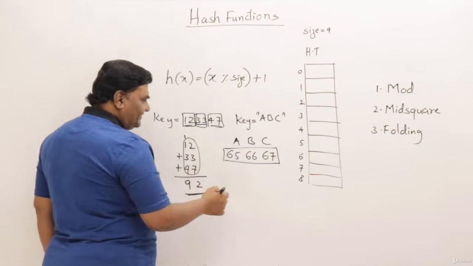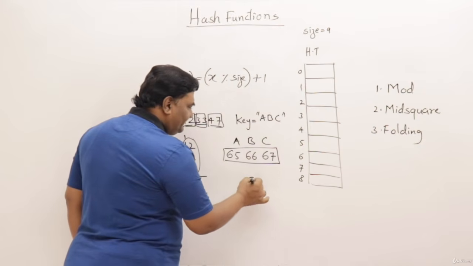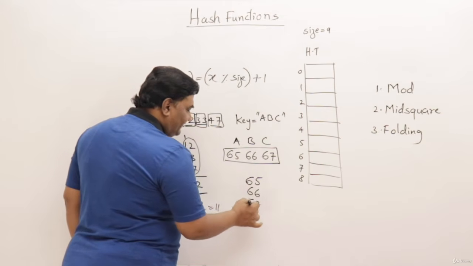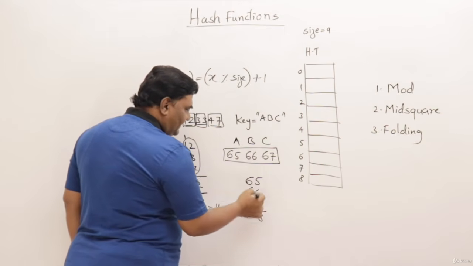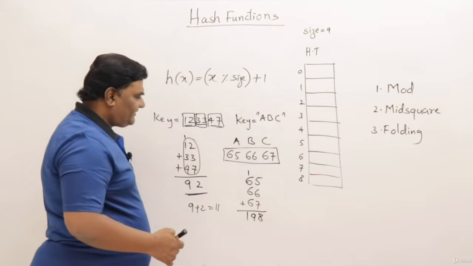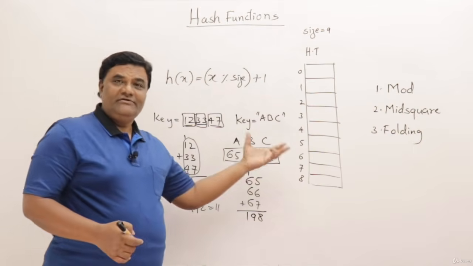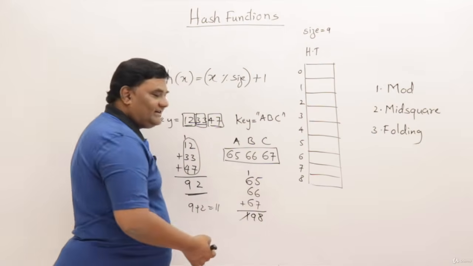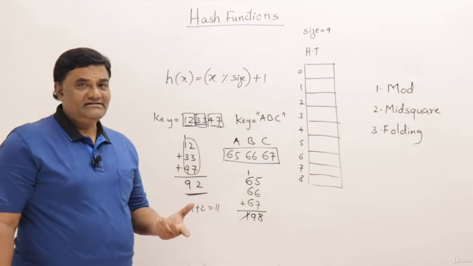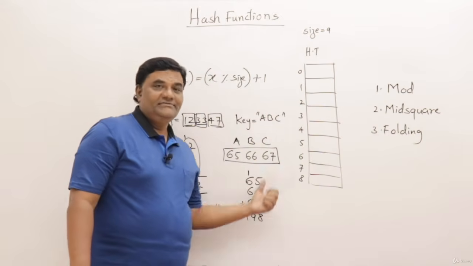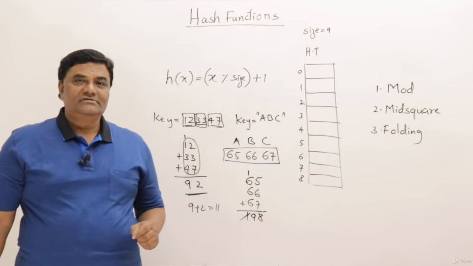Now we can perform folding by taking 65 plus 66 plus 67. We can add all these: 8 carry 1, 198. Now this is forming three digits. Suppose this is going out of range, again perform mod, or else you can skip this carry if you want just two digits. That's up to you. So this is how a string can be converted into an index with the help of its ASCII codes.